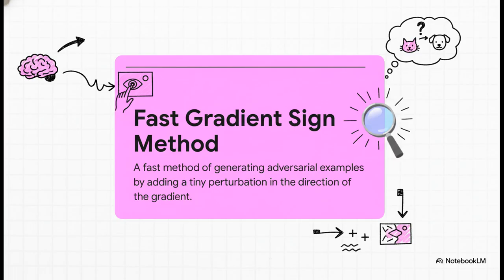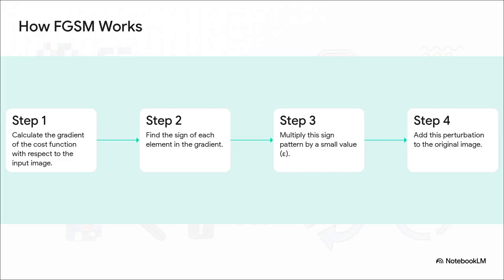All it really does is ask the model one simple question. Hey model, what's the one direction I can push this input that will confuse you the most? And then, it just gives the image a tiny, invisible nudge right in that direction. So how does it work? It's basically a 4-step process.